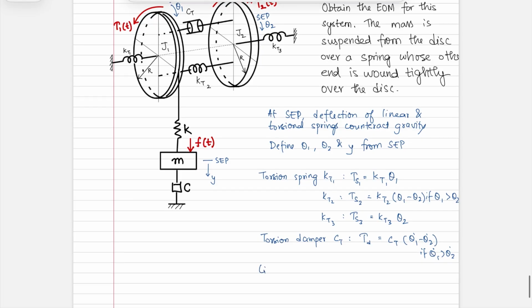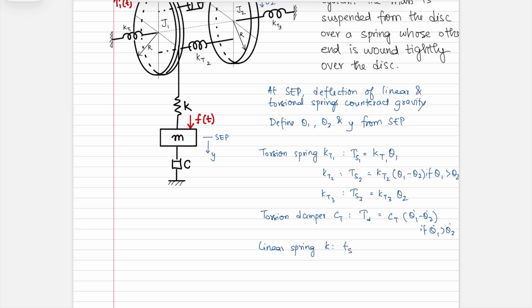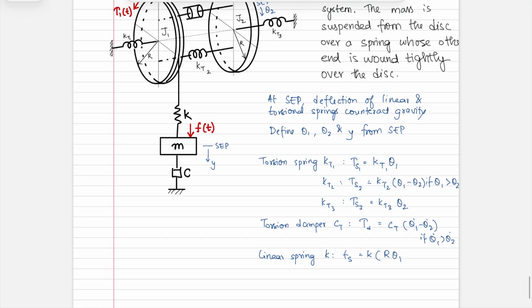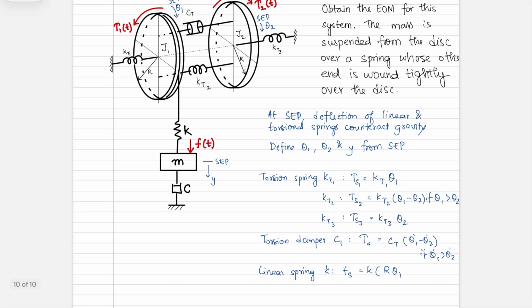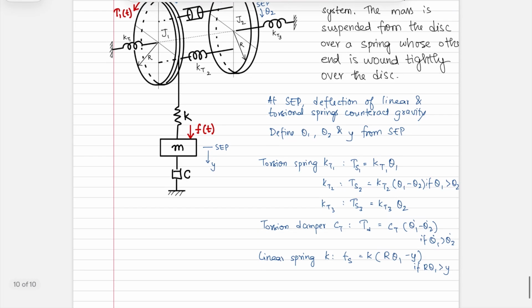We also have the linear spring k. In this case, the force Fs is going to be equal to k times (R theta 1 minus y). So this is moving down by R theta 1, and this is moving down by y. I'm assuming that R theta 1 is greater than y. So if this side is moving down more than this side, the spring will be in compression.